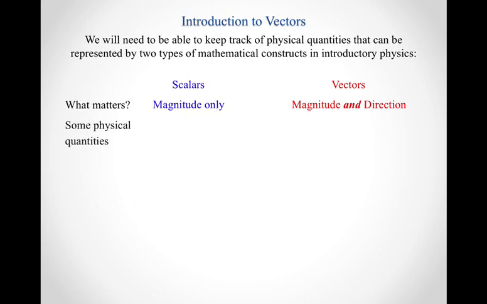So if we want to think about some physical quantities that are represented by these two things, there's a lot of them that we already know. If we think about some scalars, things like time, distance, speed, mass, these are quantities that you already have a good sense of, but they're all scalars, right? The only thing that matters is the amount. Density, energy, power, work, heat.